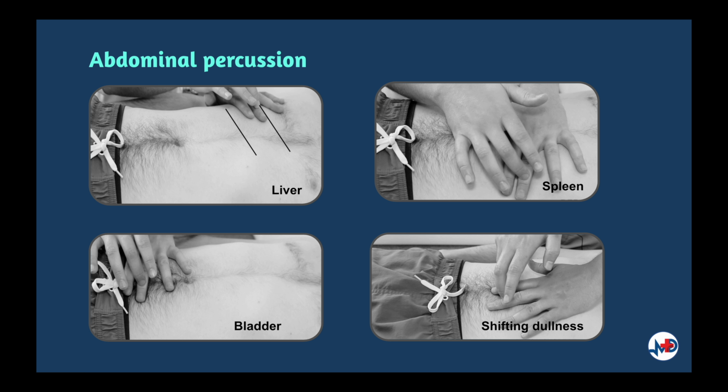Continue to percuss upwards with the percussion note changing from dull to resonant, indicating the location of the upper liver border. And then you can measure your liver span.